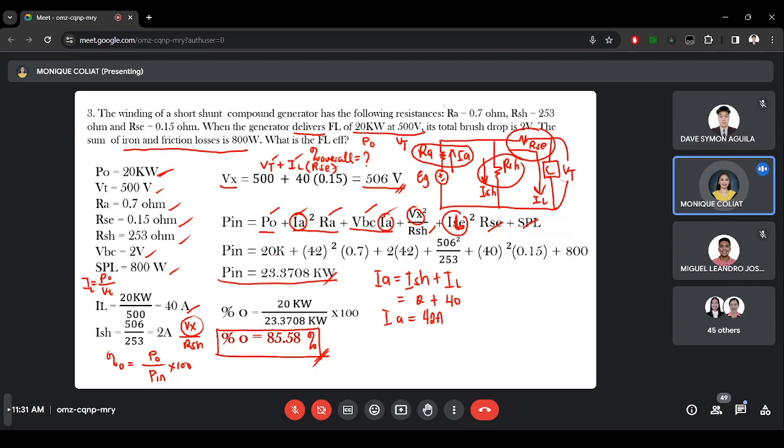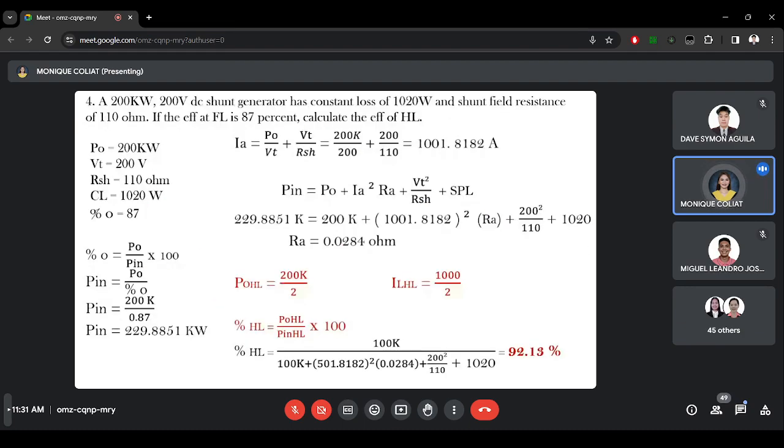Okay, so I will give you a technique about this problem. When we have two conditions, that means, nasabi ko na to kanina, in the first condition you have to get some unknown parameter that you will use for the second condition. So you have to know what is that parameter that you need.